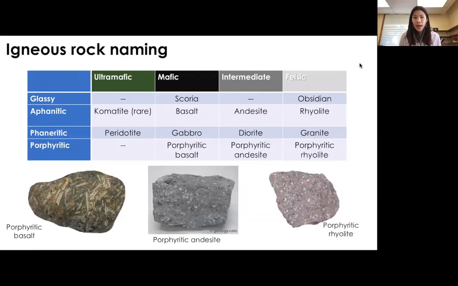Right, and then last we got our porphyritic rocks. Porphyritic rocks don't actually get their own unique name. Instead, we use a modifier to the aphanitic version of them. So a basalt that has phenocrysts within it will be called a porphyritic basalt. An andesite with phenocrysts is a porphyritic andesite, and a rhyolite with phenocrysts is a porphyritic rhyolite.